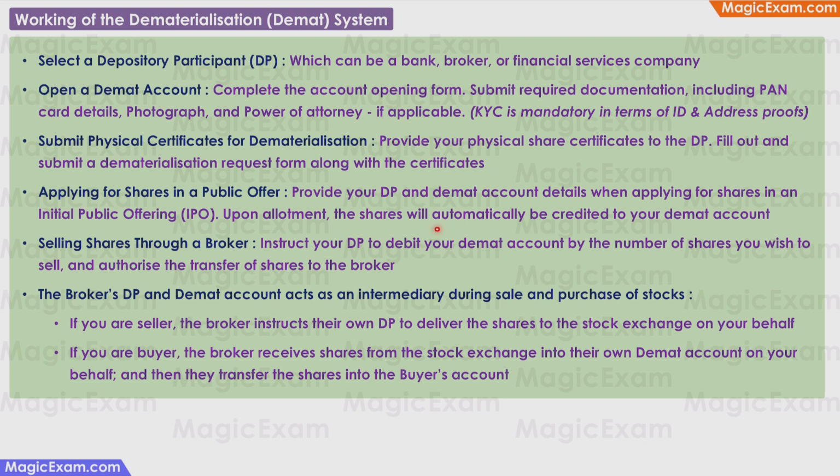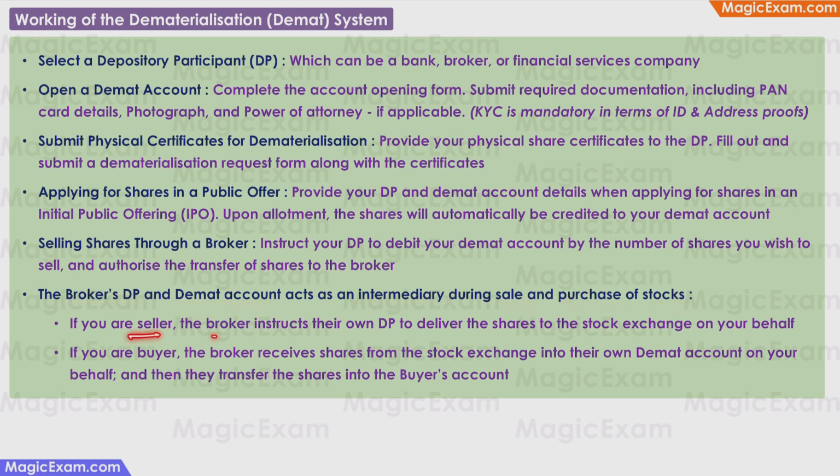Upon allotment, the shares will be automatically credited to your Demat account. If you are selling shares through a broker, you instruct your DP to debit your Demat account by the number of shares you wish to sell and authorize the transfer of those shares to the broker. The broker's DP account, the broker's Demat account, acts as an intermediary during the sale and purchase of stocks.